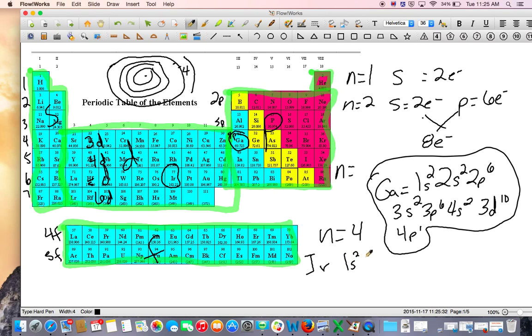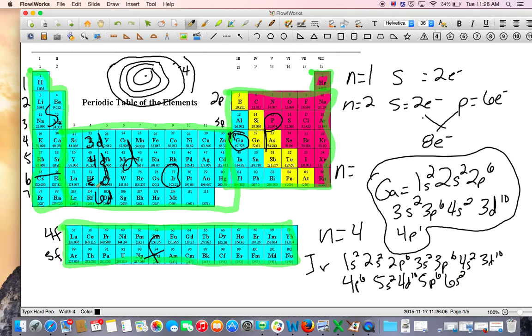So to get there, we want 1s2, 2s2, 2p6, 3s2, 3p6, 4s2. All right, we're right here. I've got to go through this. So I'm going to go 3d10, back to 4p6, 5s2, right here. 4d10, 5p6. All right, we are at 6s right here, 6s2.